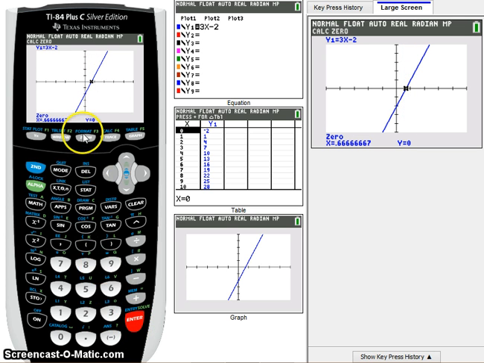And what it's done is to tell me that the point of intersection is a value x equals 0.666, that's 2/3, and y equals 0. X equals 2/3, y equals 0. So if y equals 0, what I have found here is the x-intercept of this line.